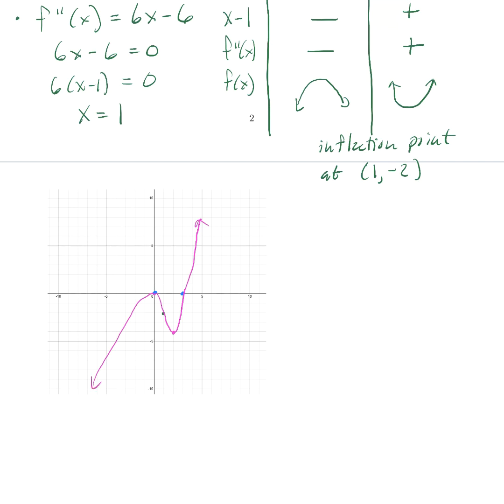Maybe not the best graph we've ever drawn, but we have, let's see, let's label these things. X-intercept, x-intercept, and local max. Here was the point we got as our local minimum. And here was the point we got as our inflection point.